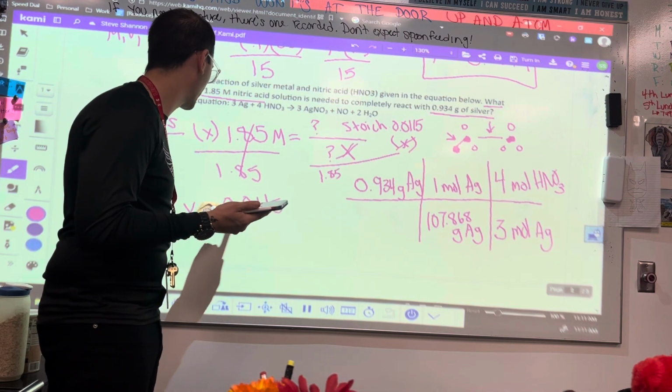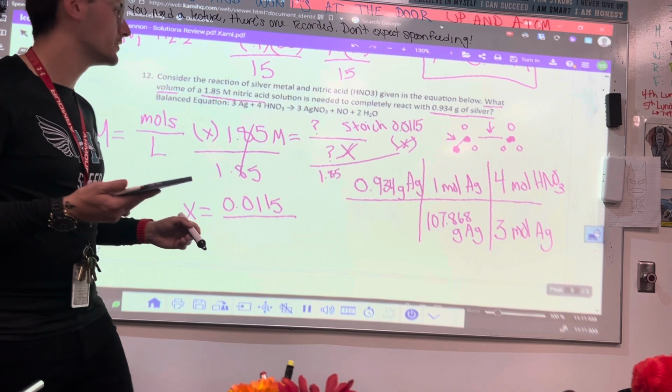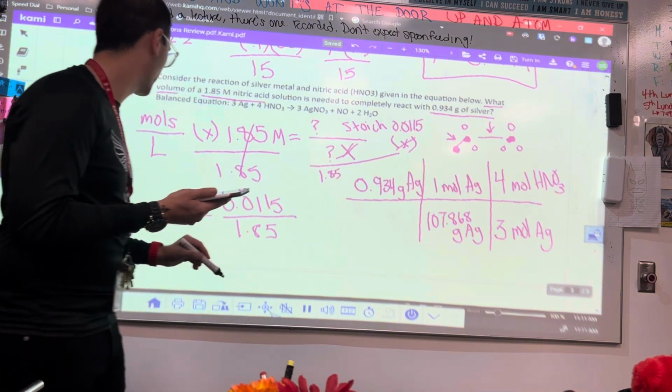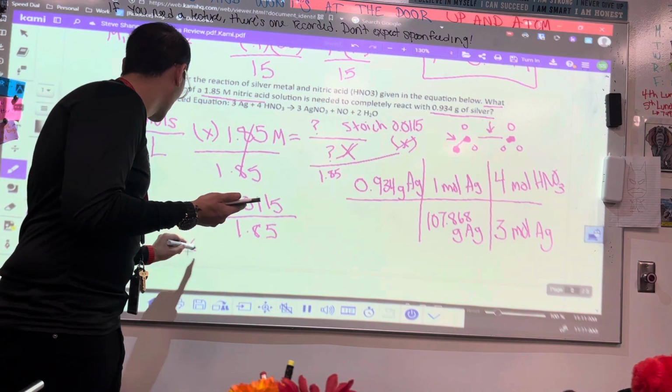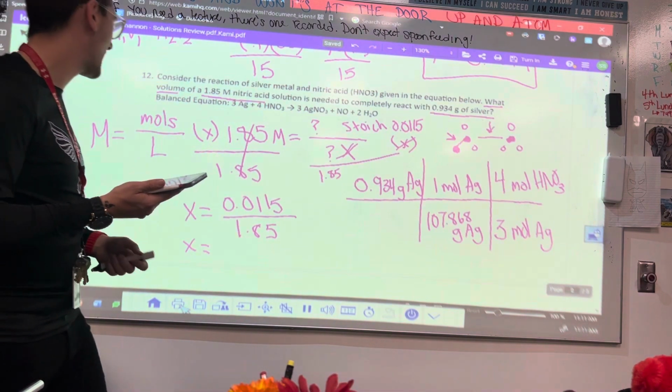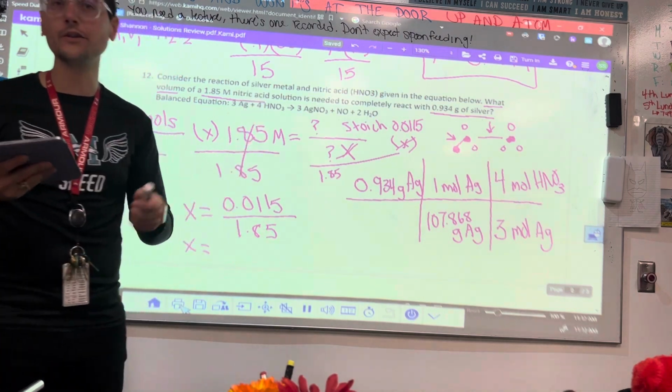And so my equation to type in is 0.0115, the answer I got from stoichiometry, divided by 1.85, the molarity that was given to me. This is going to give me my final answer of nitric acid. How many liters do I need in order to make this equation run?